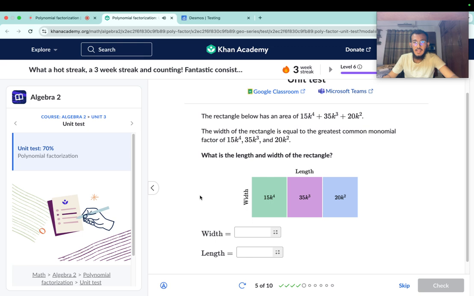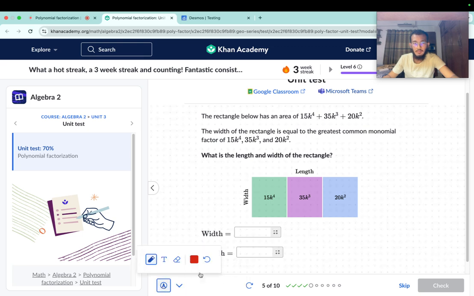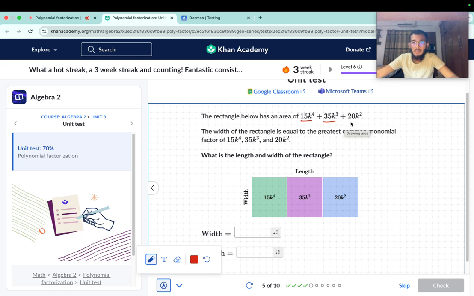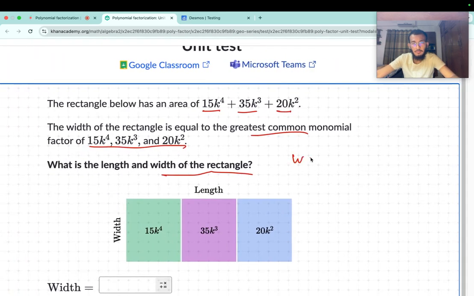The rectangle below has an area of 15k to the power 4 plus 35k cubed plus 20k squared. The width of the rectangle is equal to the greatest common monomial factor of these. What is the length and width of the rectangle? Okay, so we want to first find the width, which is the greatest common monomial factor. We can factor out 5 from each of them. We can't do it with 10, so 5. We are left with 3, 7, and 4 here.